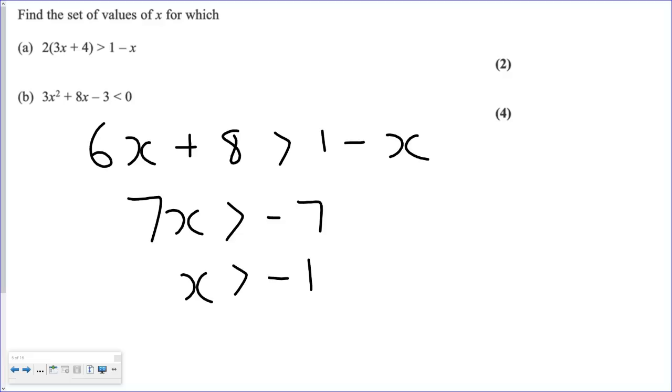Just make sure you are careful with your algebraic manipulation as you go along with this question. Make sure you keep your inequality signs in, and if you did do it in a way where you did have to divide by a negative number, maybe you took 6x from both sides and you had to end up dividing by a minus 7, just make sure you change the direction of your sign. But if you do it this way, there really shouldn't be too much difficulty.